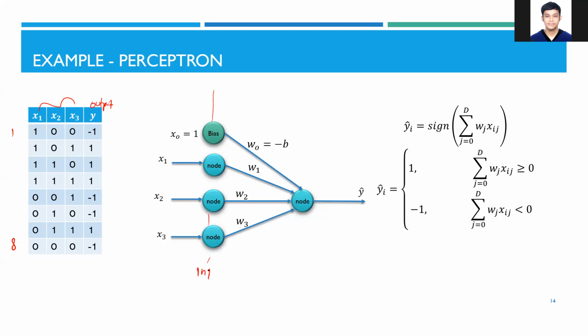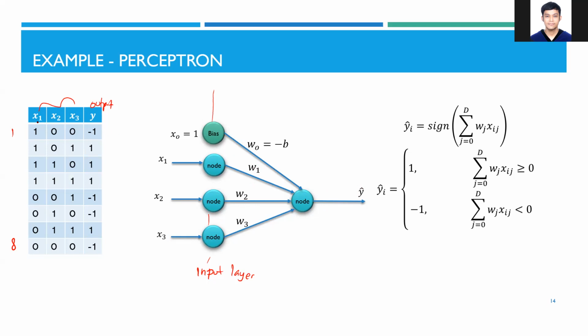This is the input layer. We have x1, x2, x3. We have one bias and we have weights connecting all nodes, and we will have the output. Okay, we start from the first data.